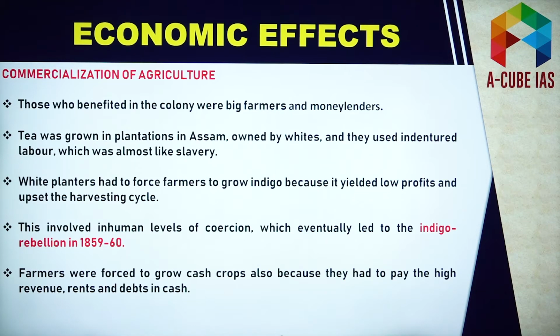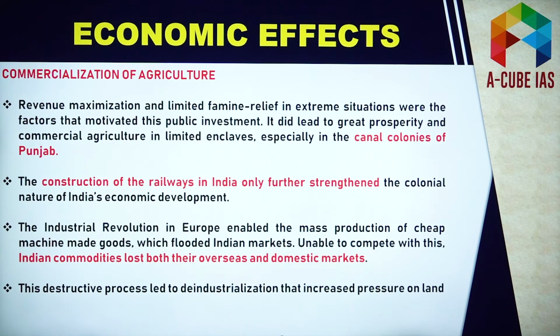Here you must know about the Indigo Rebellion in 1859-60. White planters had to force farmers to grow indigo because it yielded low profits and upset the harvesting cycles. Farmers were forced to grow cash crops also because they had to pay the high revenue, rent and debts in cash. Now, this revenue maximization and limited famine relief in extreme situations were the factors that motivated the public investment, and it led to great prosperity and commercial agriculture, especially in Punjab.